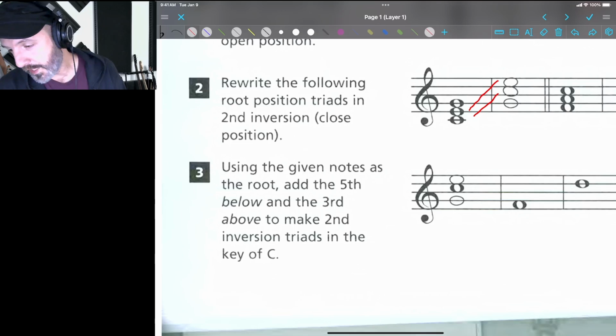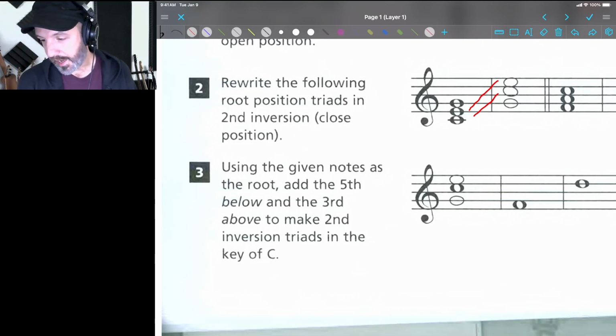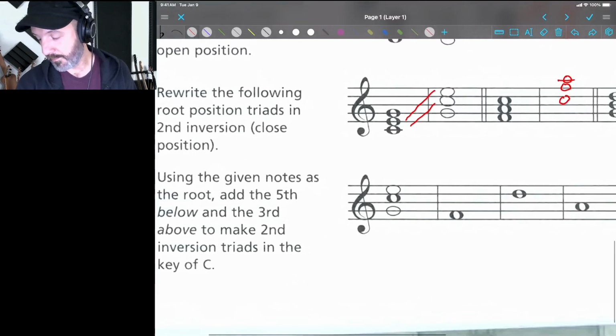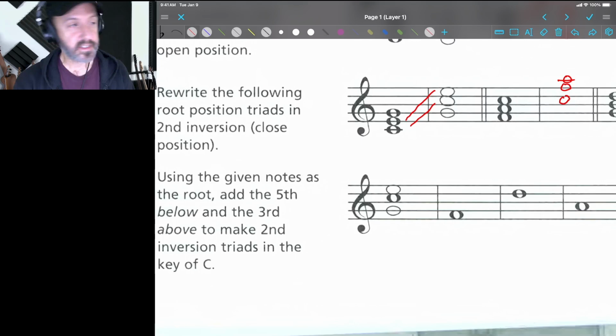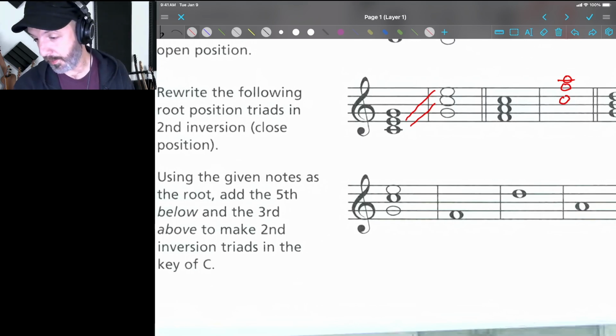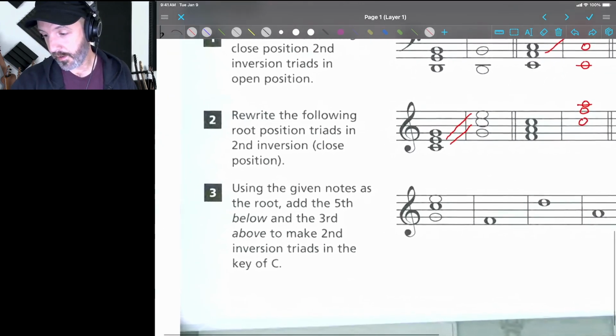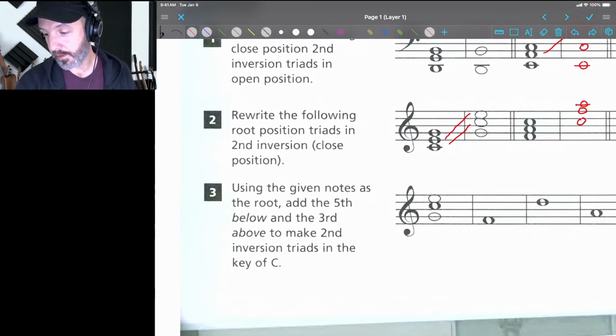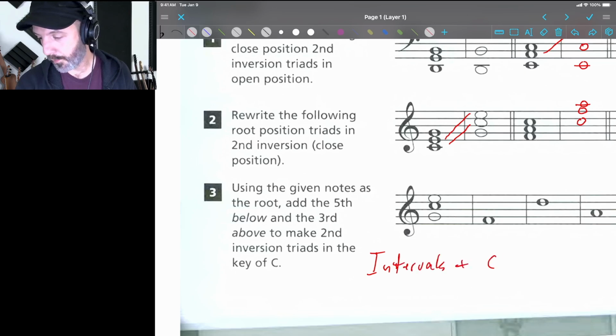Using the given notes as the root, add the 5th below and the 3rd above. So what they mean is, this gets mixed up with intervals. So someone might think like, oh, a 3rd above and the 5th below. So someone might add like a 5th below the actual note. There's a difference between intervals and chord tones.